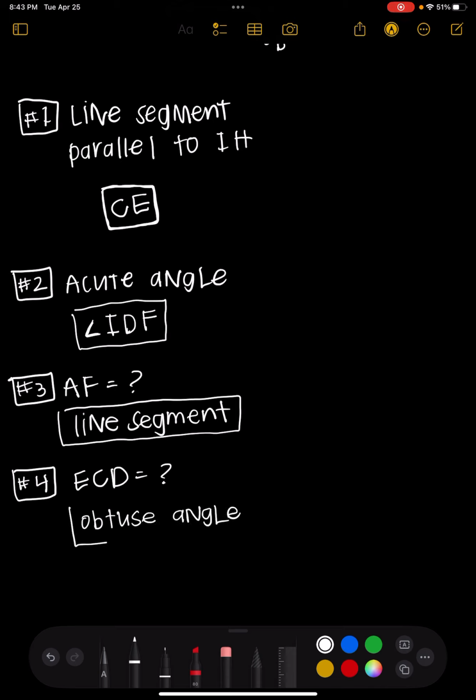All right, and there we have it. This is how we deal with these geometric definitions.